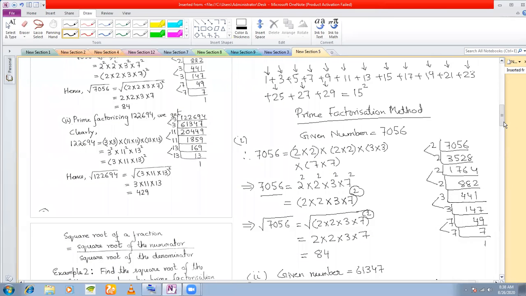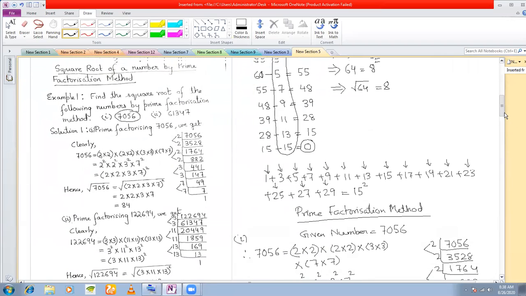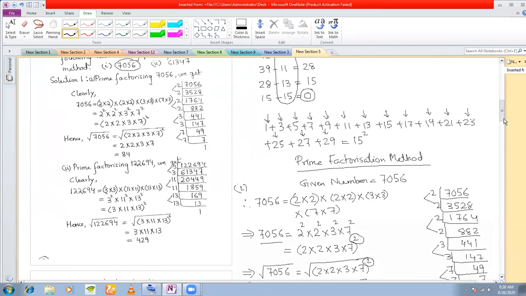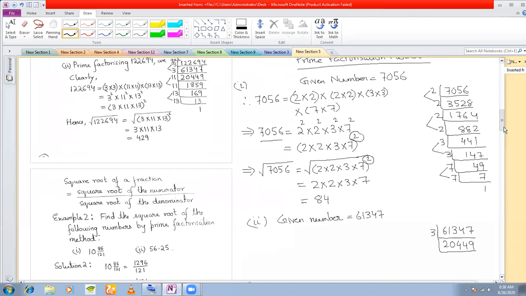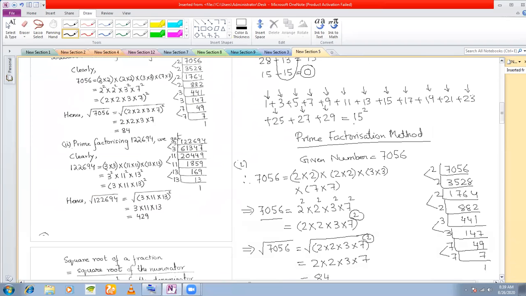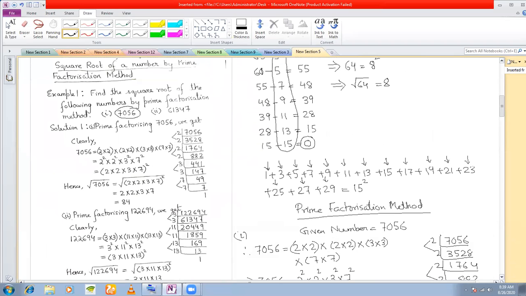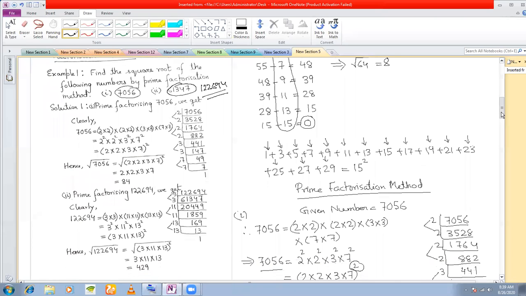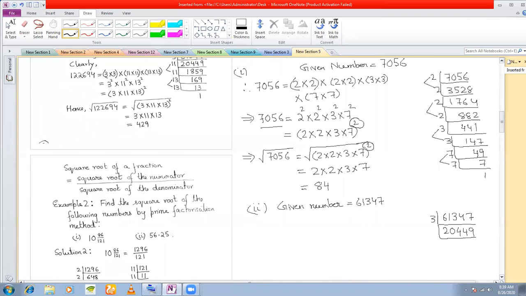Which number have I taken? Oh, there's a small error here. The number must not be this number. Please cancel it in your notes also. This number will not be 61347. This number will be 122694. We want to find out the square root of this number. So please change it in your notes.